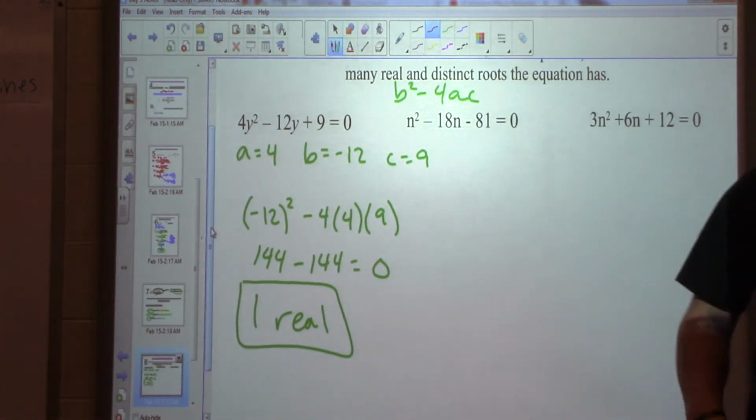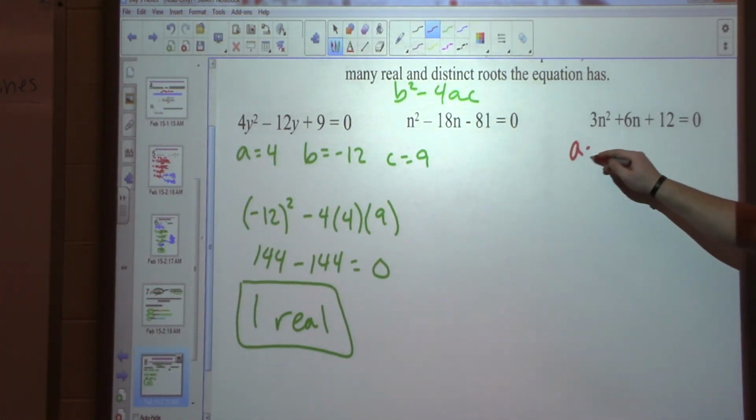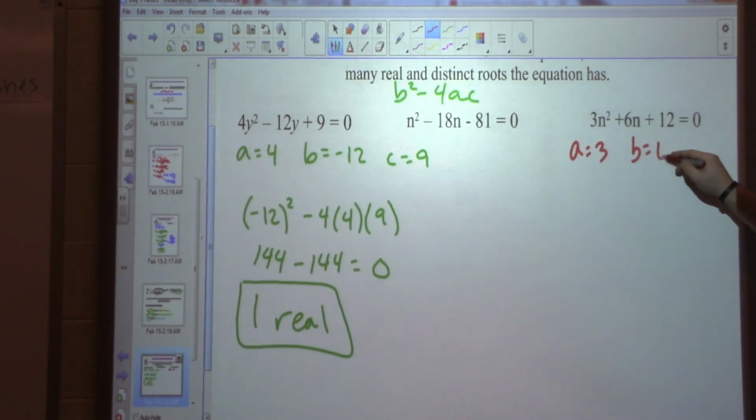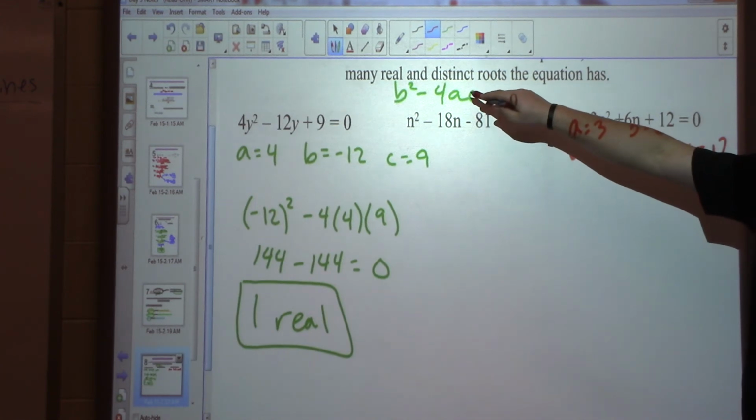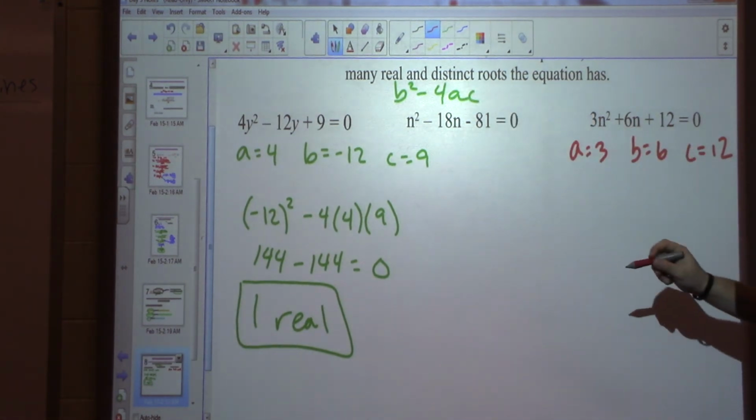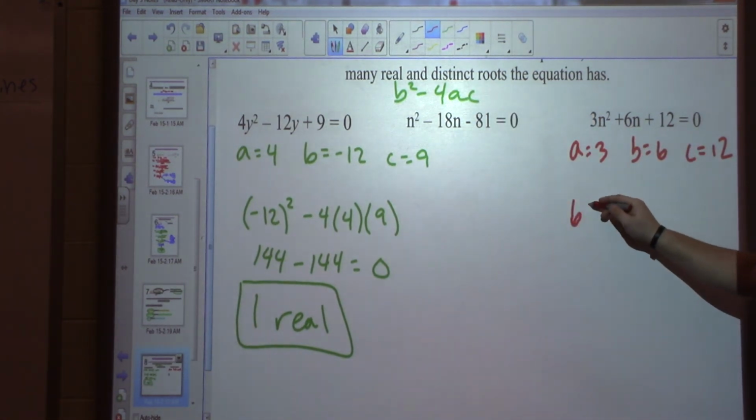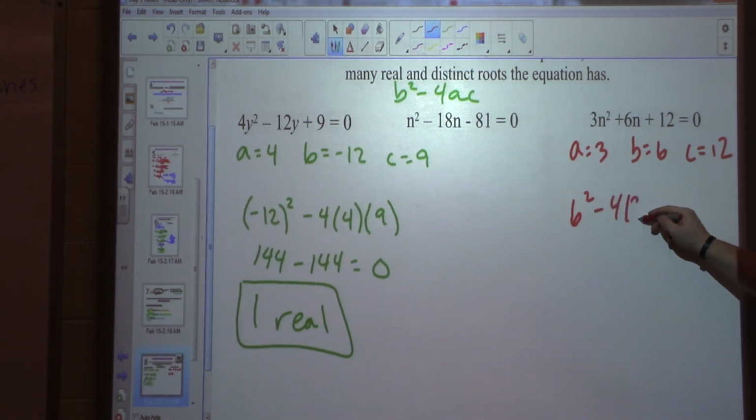3n squared plus 6n plus 12 equals 0. A equals 3, b equals 6, c equals 12. Still using that same discriminant, that piece that's under the radical. b squared, or 6 squared, minus 4 times a, which is 3, times c, which is 12. We all follow where those numbers come from?